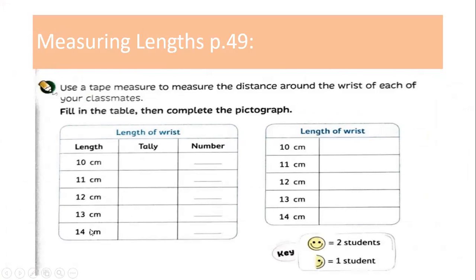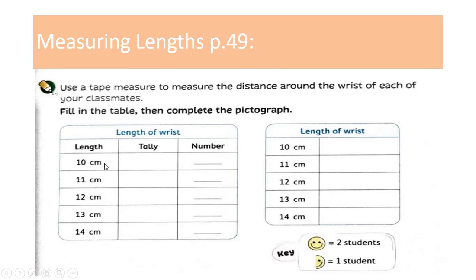Here I have the lengths and the tally number. 10 centimeters, so he wants me to write it in tally. And the number may vary. So you can write 1, 2, 3 until 20, 50 students. But I preferred to take the same lengths and put them as numbers of students. This is number of students. This is not length, but I put 10, 11, 12, 13, 14 to make it easier for you. We are converting from tally to numbers and from tally to pictograph.